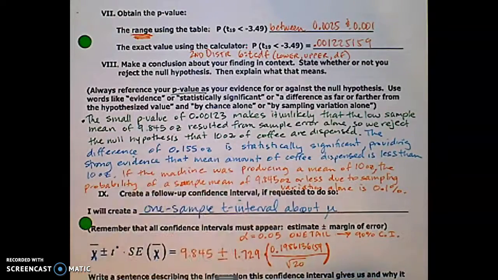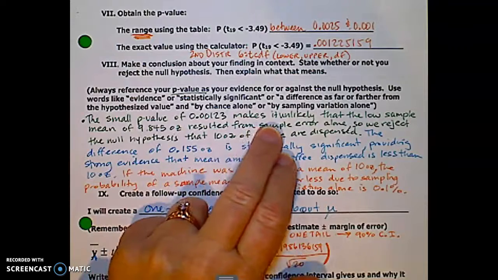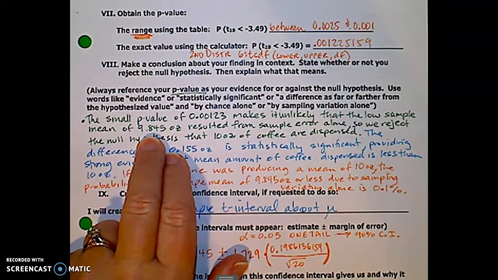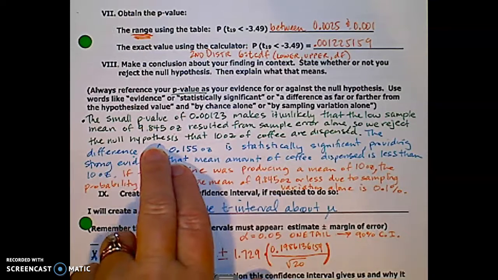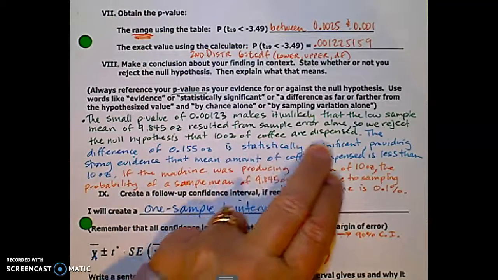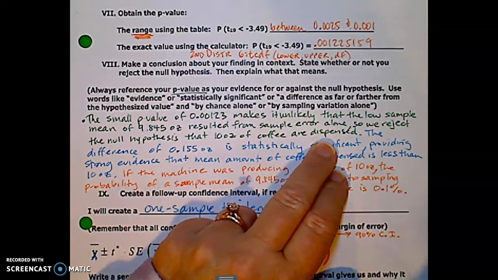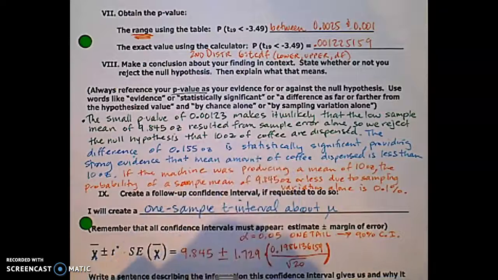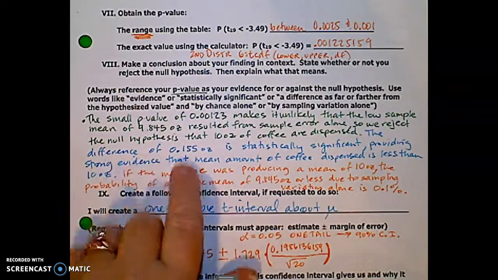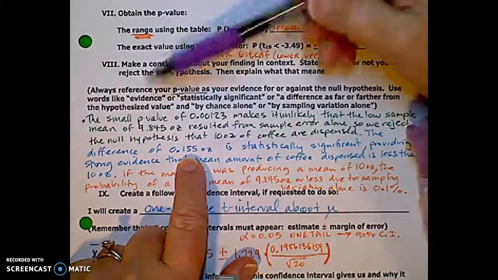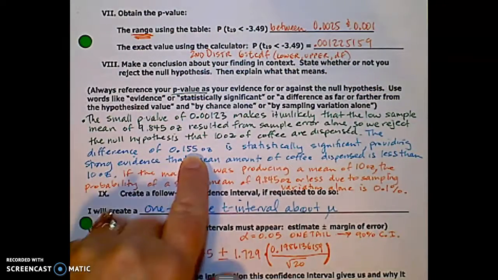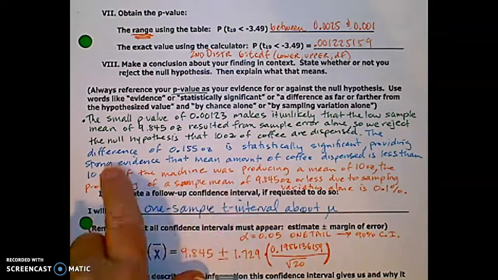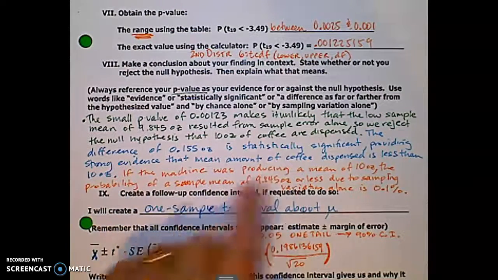So I have: the small p-value of 0.00123 makes it unlikely that the low sample mean of 9.845 ounces resulted from sampling error alone. So we reject the null hypothesis that 10 ounces of coffee are dispensed. That is a great sentence because it's got a p-value, it's got context, it's got numbers from the problem. It's really good. You could also say the difference of 0.155 ounces, where'd that come from? That's 10 minus 9.845. The difference of 0.155 ounces is statistically significant, providing strong evidence that the mean amount of coffee dispensed is less than 10 ounces.